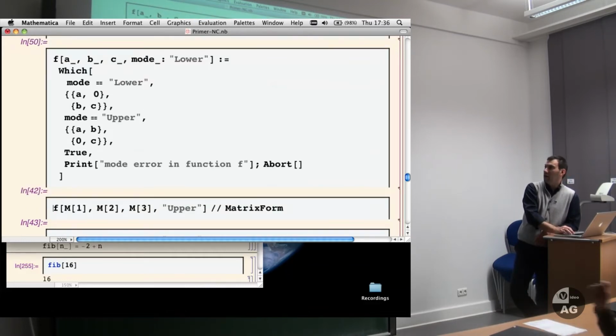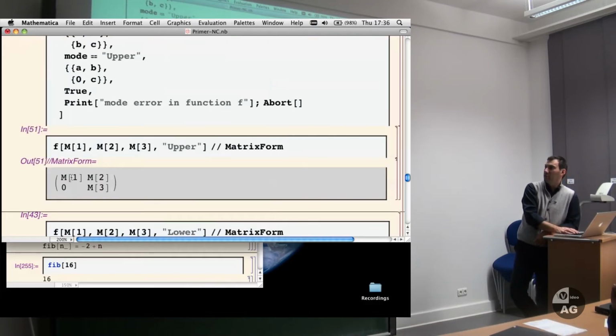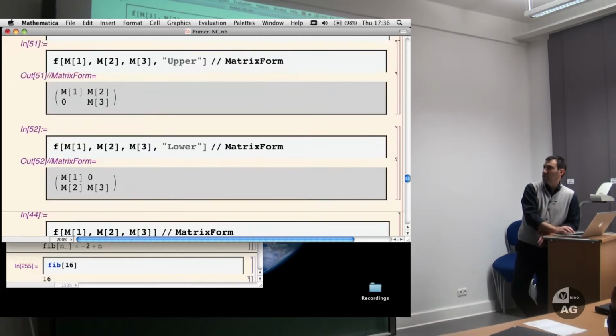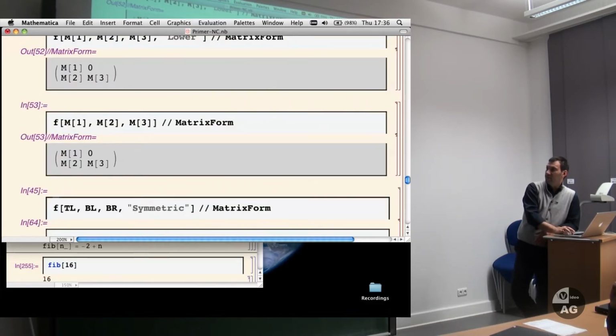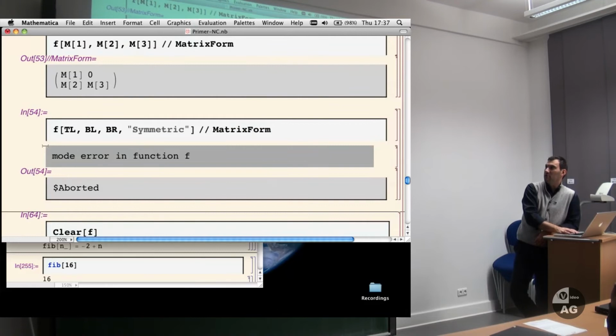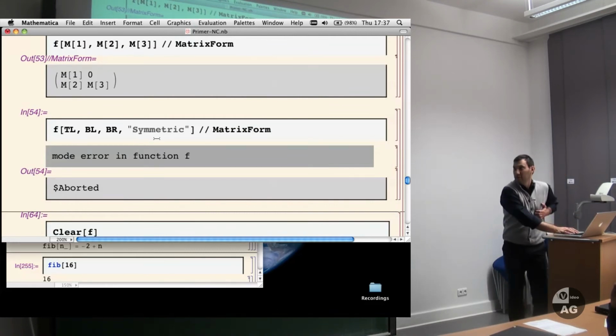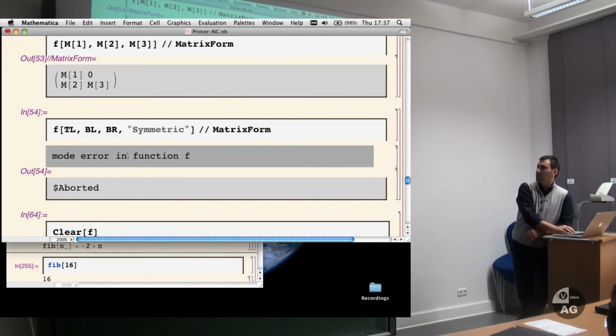So I can say upper, and I define M1, M2, M3. See, this is an upper triangular matrix. I can say lower, okay. If I don't say anything, who remembers what was the default? Here we go. If I say, please define a symmetric matrix, it says, no, no, you're confused. That's not what I do, okay?